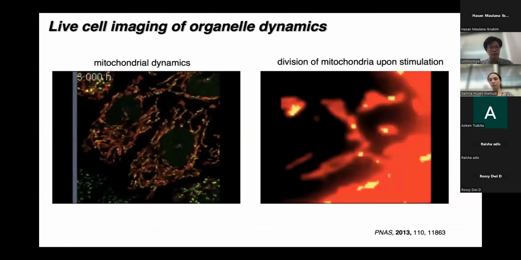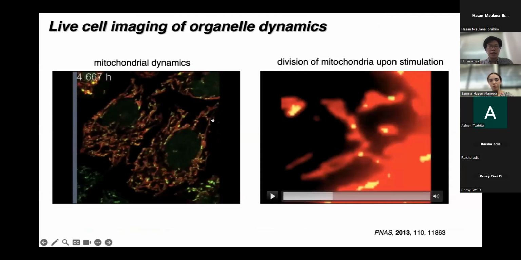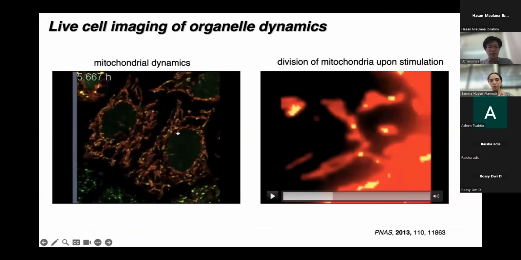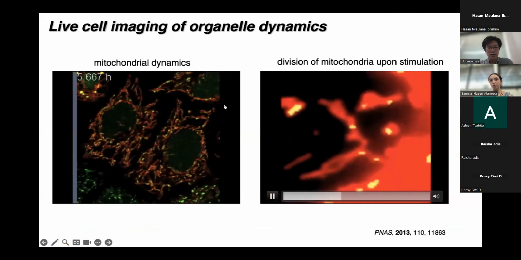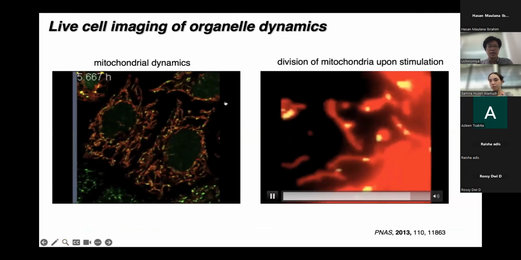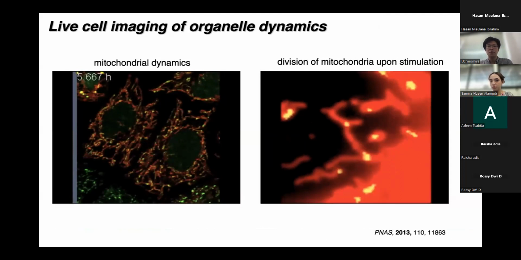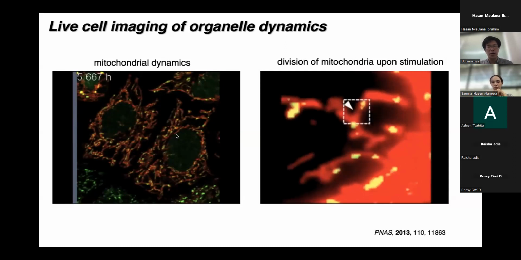The organelle is always moving. And this is an expanded image. And you can see here, and here maybe also, the division of mitochondria upon stimulation. So like this, the organelle and the protein are always moving, and live cell imaging can show when and where the biological phenomena occur inside the cell.